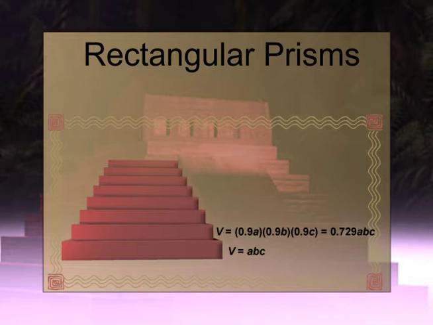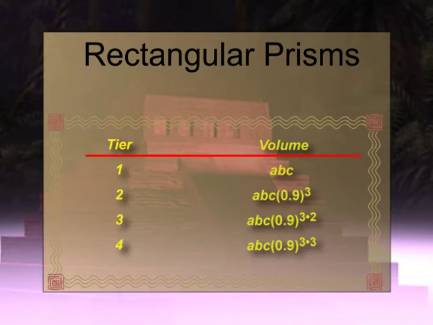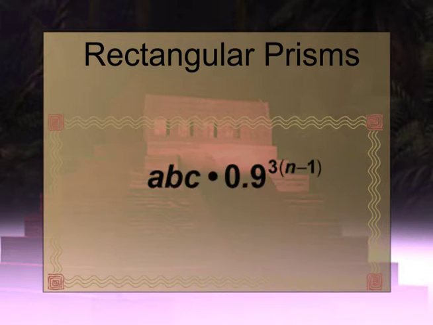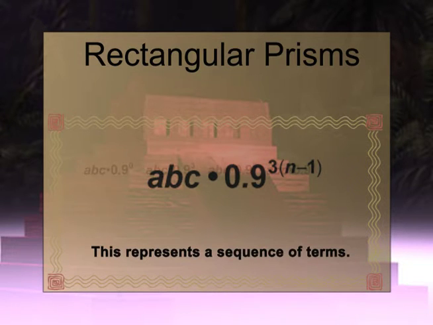In the same way, the volume of Tier 3 is the volume of Tier 2, also multiplied by 0.9 cubed, and becomes Tier 1 times 0.9 to the 6th power. This table shows the relationship between the tier number and the exponent of the 0.9 term for the first 4 tiers. We can use the pattern found in the table to create a general term. This general term is part of a sequence of terms.